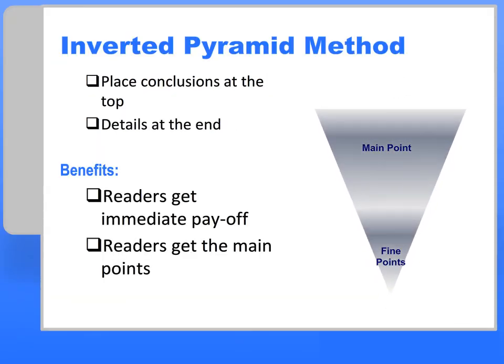In writing for the web, you would use the inverted pyramid method, where the conclusions are placed at the top and the details are at the end. That's very different from writing for print material, in which it is the reverse. The benefits are the readers get an immediate payoff, which means they can get to the main point right away.